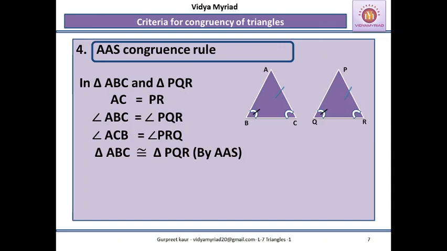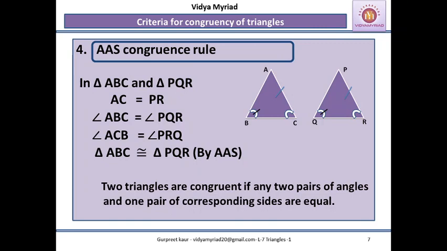That is, there is one angle B, there is one angle C, and there is one side AC. This will make the triangles congruent. So two triangles are congruent if any two pairs of angles and one pair of corresponding sides are equal.